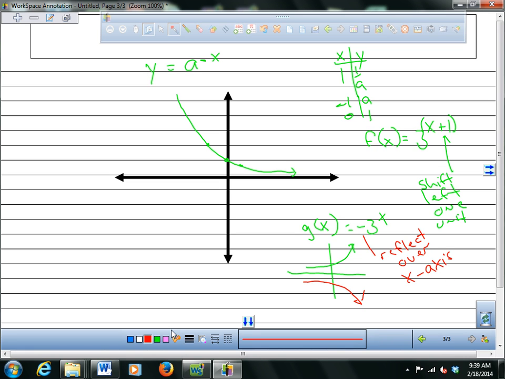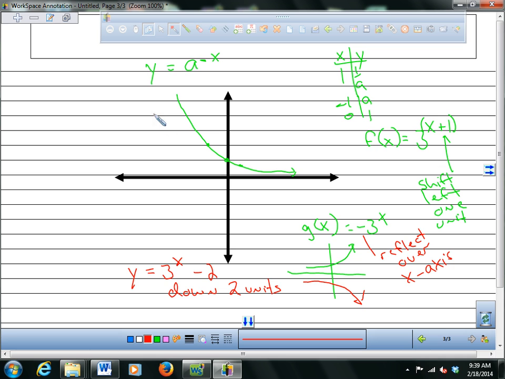What do you think y equals 3 to the x minus 2 would do, if I put the minus 2 not as an exponent but as minus 2? What does that do to a parabola? It pushes it down 2. So basically this would be down 2 units. So what do you call that? A vertical shift of 2 units.